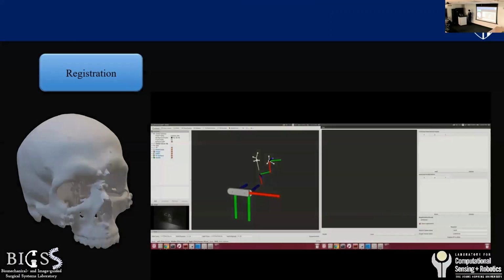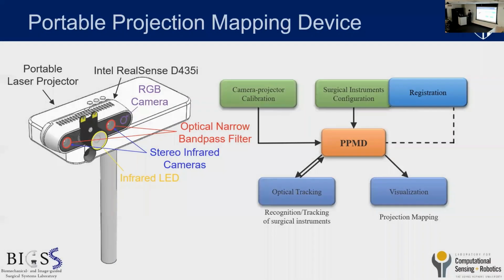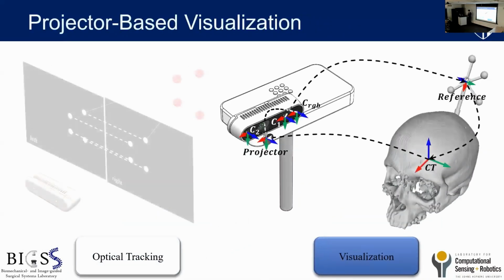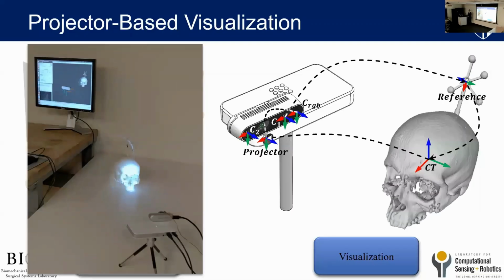And after registration, the camera tracks the head model. We can immediately visualize the patient-to-CT registration by directly projecting the CT model onto the patient's head. Because we already registered the CT model to the reference marker, which is tracked by the camera, and we also know the transformation between the camera and projector from the calibration. Therefore, the CT model now can be rendered in the projector space.